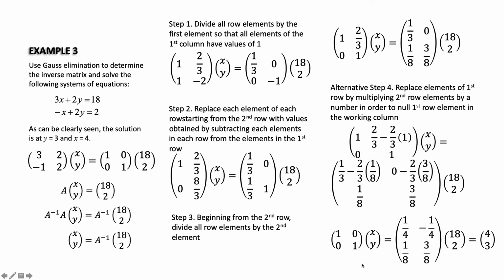See now that if we simplify this, we get the identity matrix as expected, and we get this matrix, which we know to be the inverse matrix A. So what we need to do now is simply multiply this matrix to this matrix here and get the result. So 1/4 times 18 plus -1/4 times 2 equals 4. Also, 1/8 times 18 plus 3/8 times 2 equals 3. This means that x equals 4 and y equals 3.